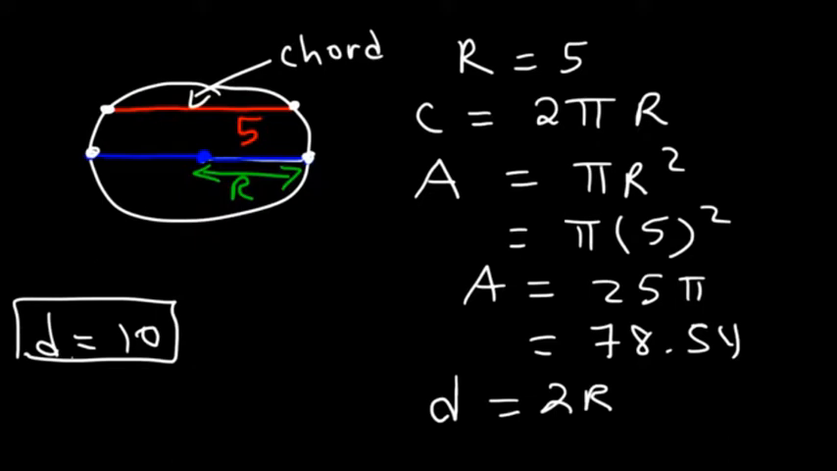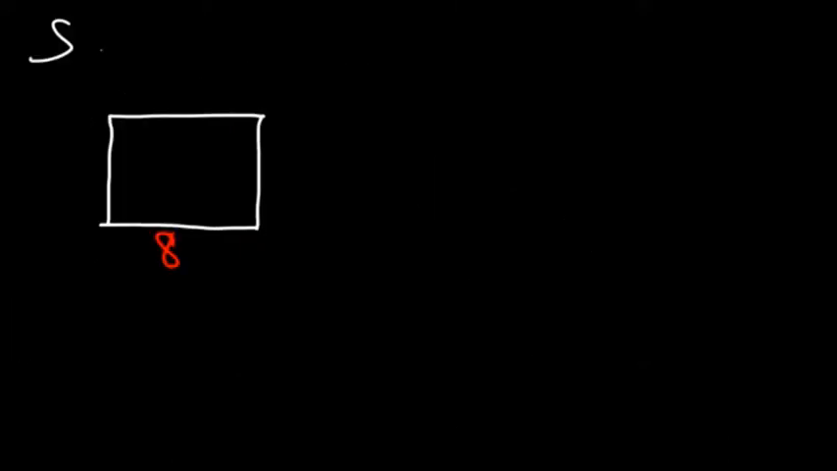Now the next shape that we're going to talk about is the square. So let's say that the side length of the square is 8. What is the area and what is the perimeter of the square? The area of a square is basically side squared. All sides of the square are the same. So in this case, s is 8. So the area is just going to be 8 squared, which is 64 square units.